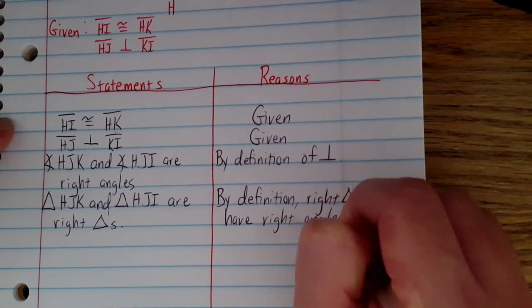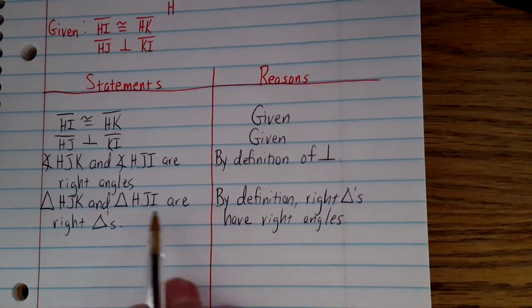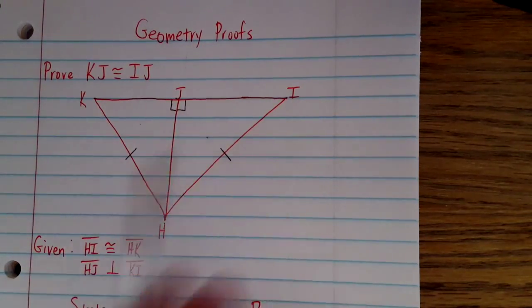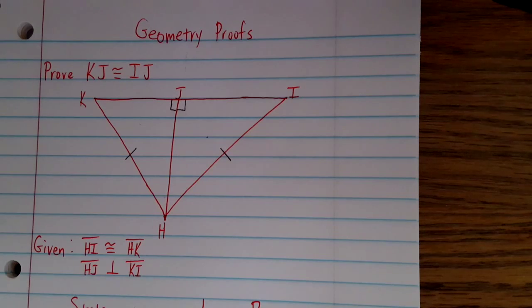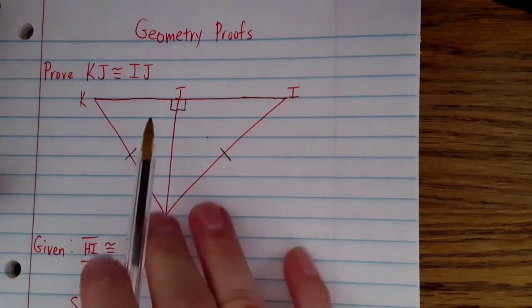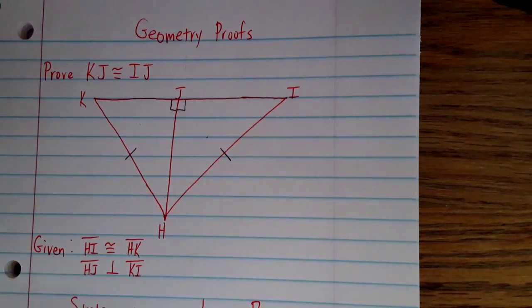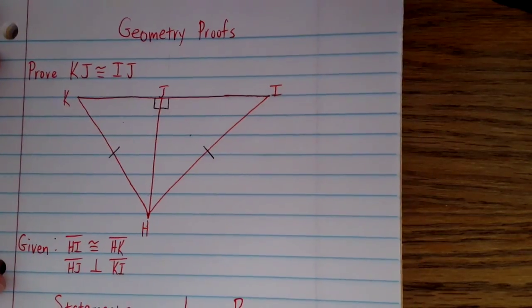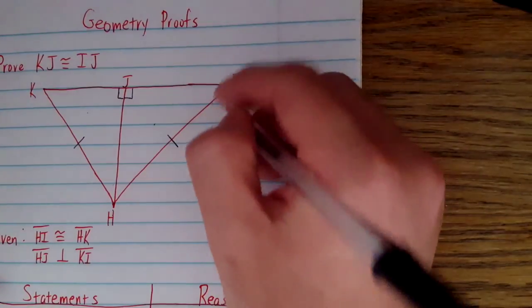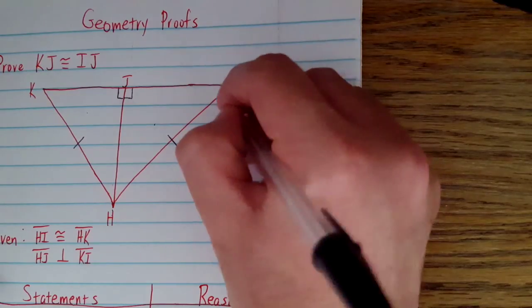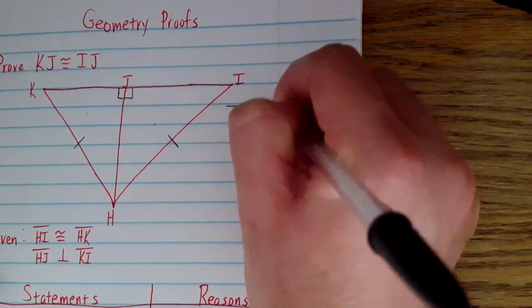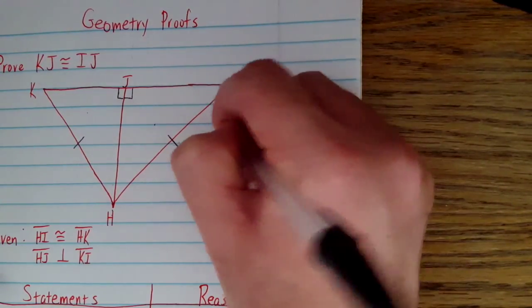So that is the reason I was able to make this statement right here, that all of a sudden these triangles are now right triangles. Okay, so now that I have that established, every time I have a right triangle with trying to prove parts of it congruent or whatever the case may be, I'm automatically going to try and use HL congruence.